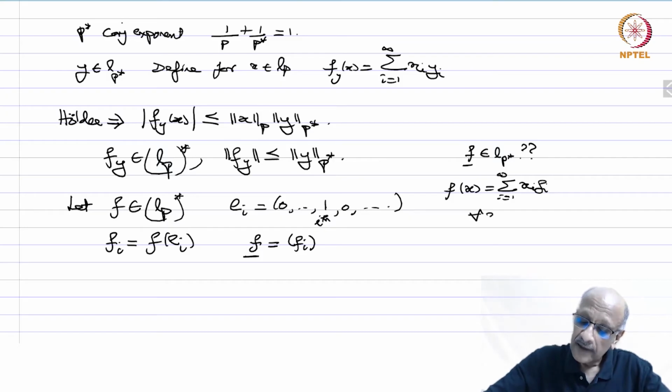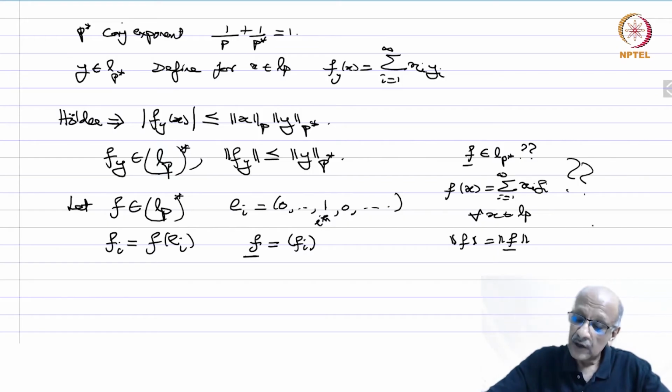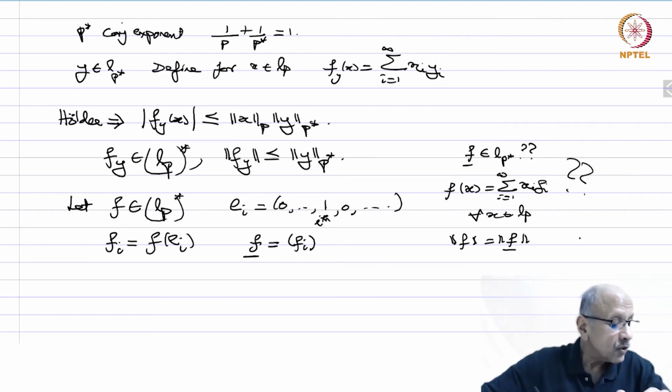and can we say F of x is equal to the sum i equals 1 to infinity of xi fi for all x in lp. And then thirdly, norm of F equals norm of f bar. So if we answer these three questions, then we will say that in fact the dual of lp is nothing but lp star. So that is why we have put this notation here. So we want to show this.